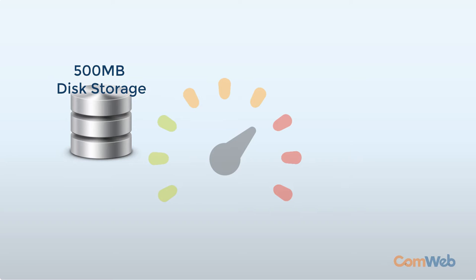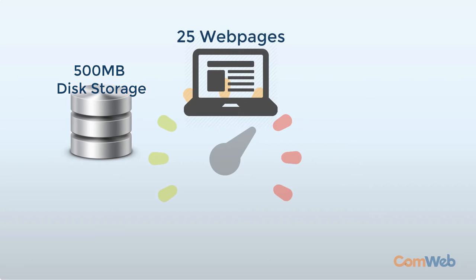On average, we see most associations land at around 100 megabytes after site setup, with plenty of room to grow. If your association is particularly large, say 4,000 doors or more, then we may need to discuss bumping that storage space up for a nominal fee. Next, we will include up to 25 web pages in your site setup.